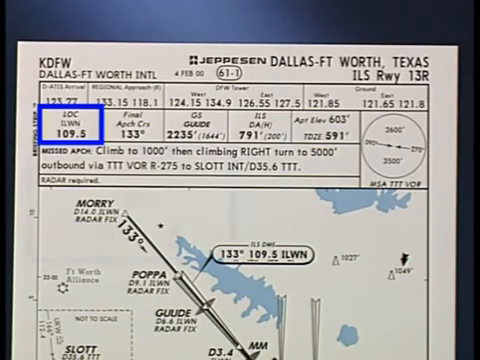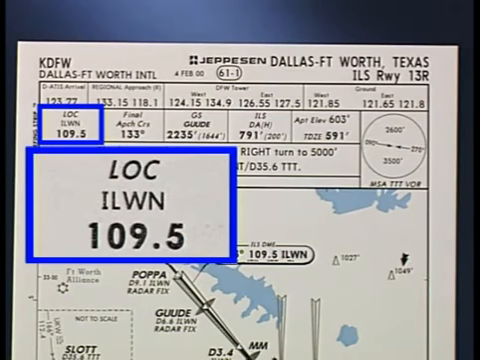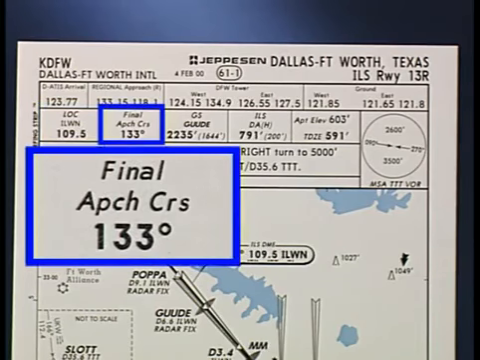From left to right, you see the primary nav aid and its frequency and identifier. At DFW, the localizer is the primary nav aid. Its identifier is ILWN, and the frequency is 109.5. Next is the final approach course. In this case, the final approach course for the ILS runway 13 right at DFW is 133.